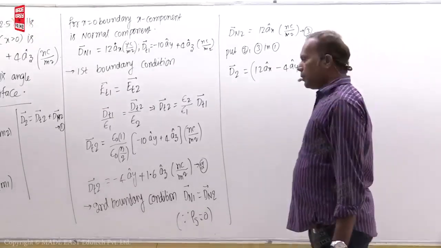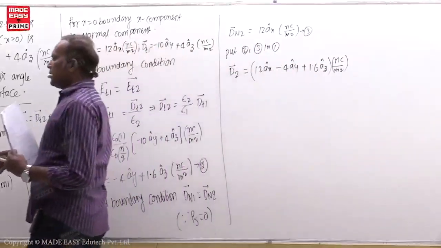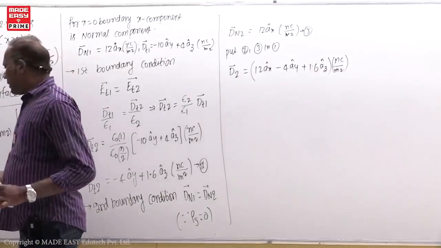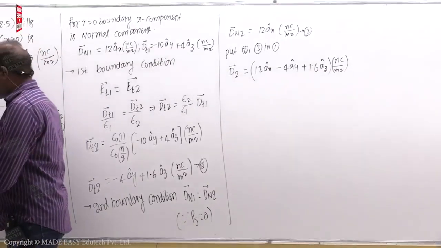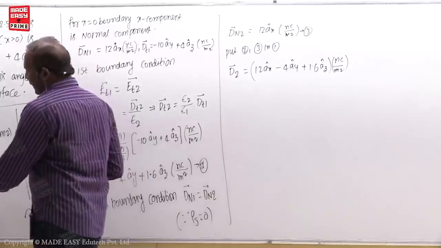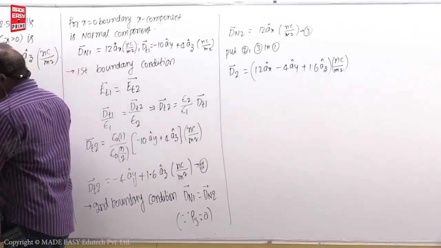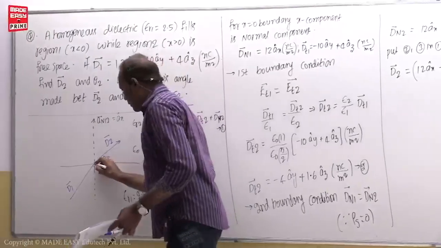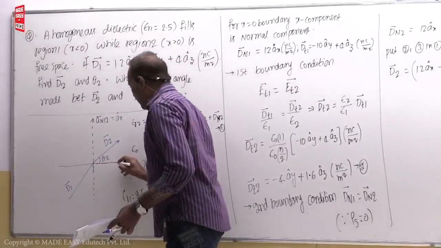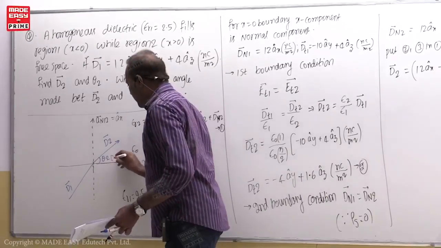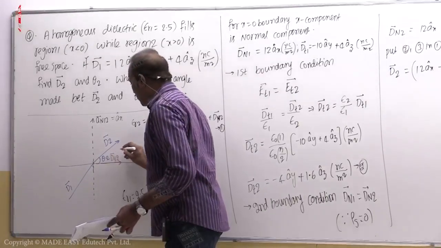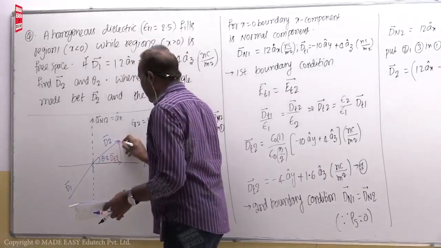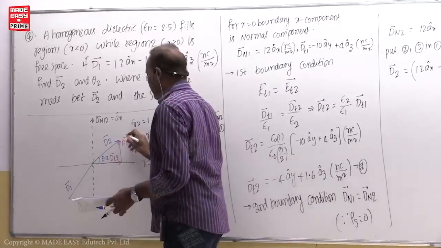Now we have to find theta 2. Students, you know that this vector has a tangential component and a normal component. The tangential component means the component which is parallel to the boundary surface. This is the boundary surface, so this one is the tangential component Dt2, and this one is 90 degrees to the boundary surface, so that is called the normal component.